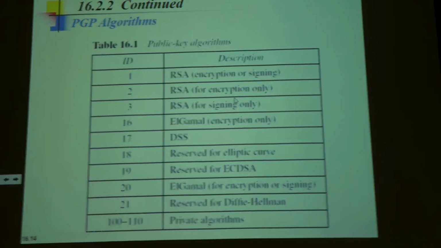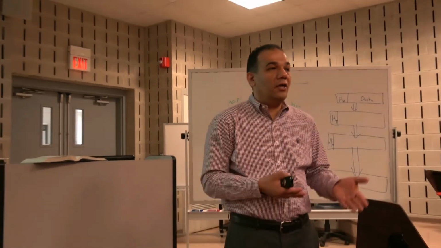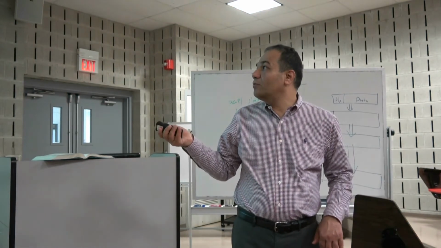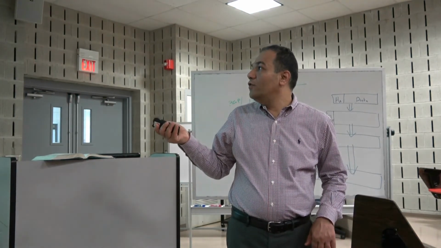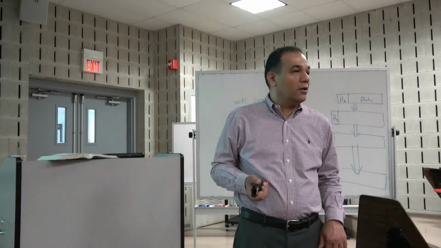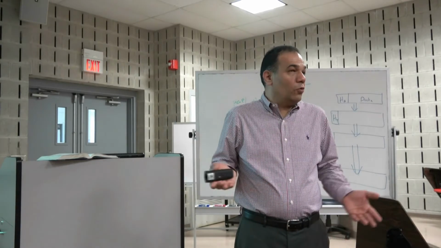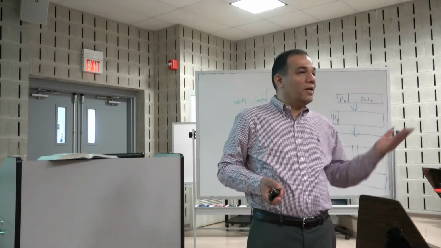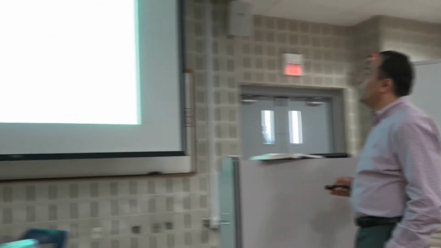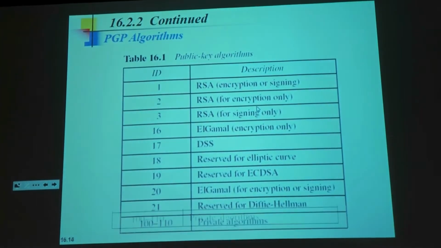So with PGP, both sender and receiver have to agree on the ID. If you send the ID 1, the receiver and the sender will know both are using RSA for encryption and signing. You have to know which algorithm you're using, right? There are so many different algorithms. Now, this is for public key algorithms.